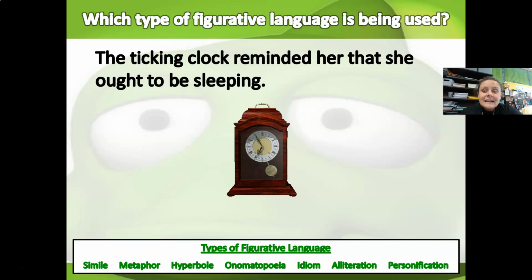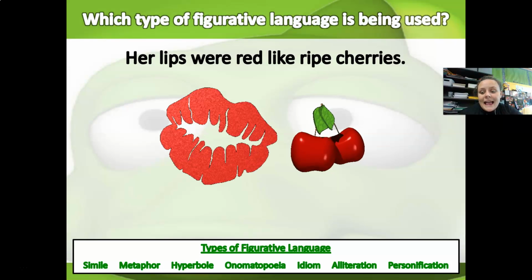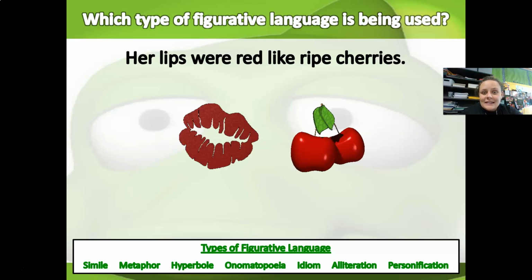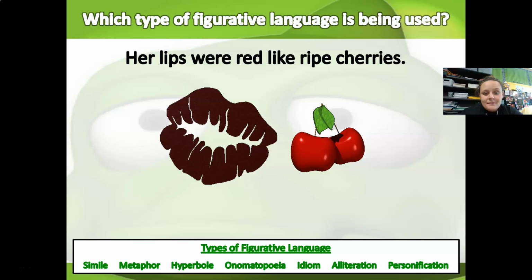The ticking clock reminded her that she ought to be sleeping. Ticking, right, is an example of onomatopoeia, a sound word. I would also say that, well, yeah, just onomatopoeia. Her lips were red like ripe cherries. Like. Yes, we've got a simile.